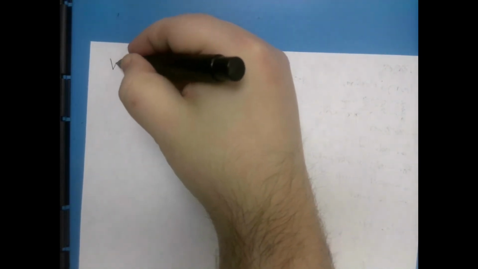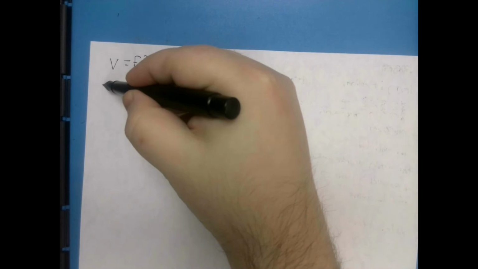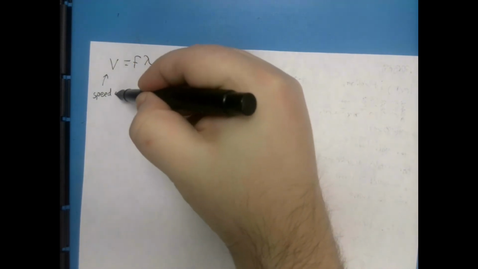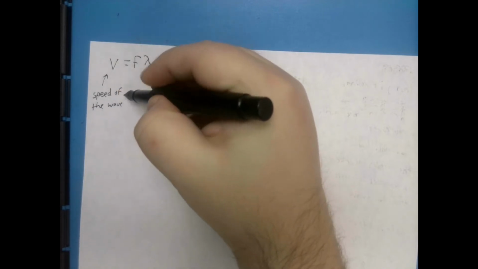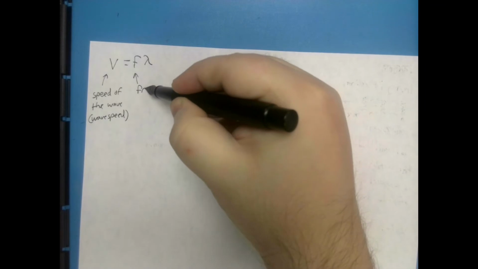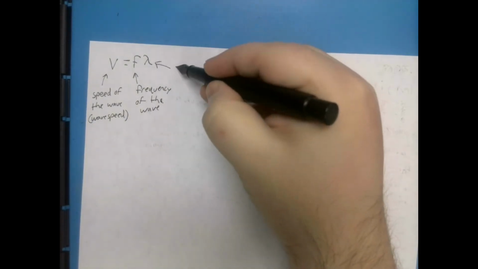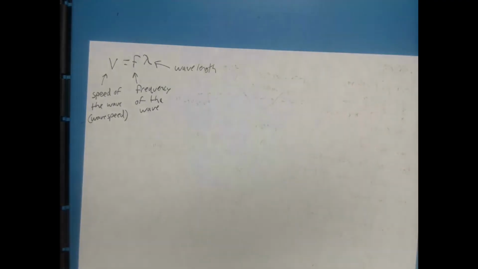So, we have a fancy equation. By the way, this equation is the only one in physics that I know of where they have a stupid notation for it in some areas. We will learn the wave equation as this. The speed of the wave is equal to the frequency of the wave times the wavelength. So this is speed or velocity of the wave, or wave speed. This is the frequency of the wave. And this is the wavelength, or the length of the wave. I never see it called the length of the wave.